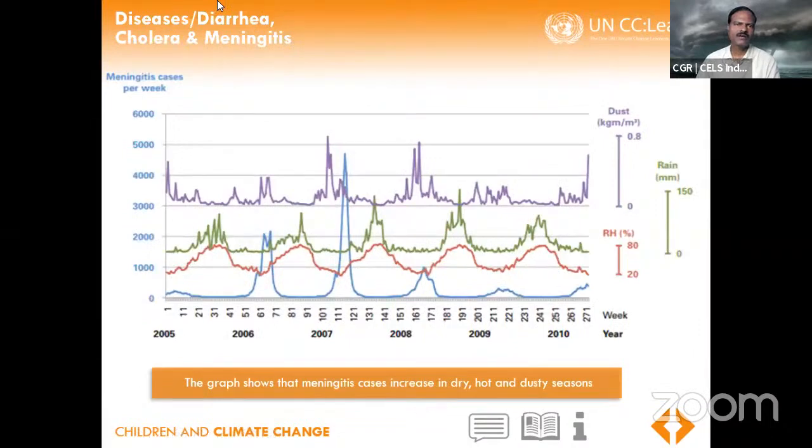So diseases like cholera and meningitis, the cases per week are also seen here, when relative humidity is high and when dust is high. So there is a lot of correlation, and it is also related to rainfall and temperature. So in dry, hot, and dusty seasons, these kinds of diseases would increase.